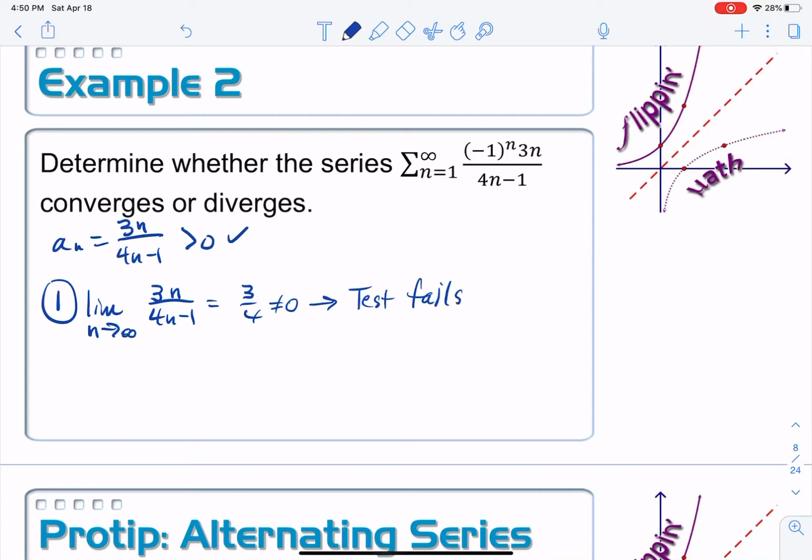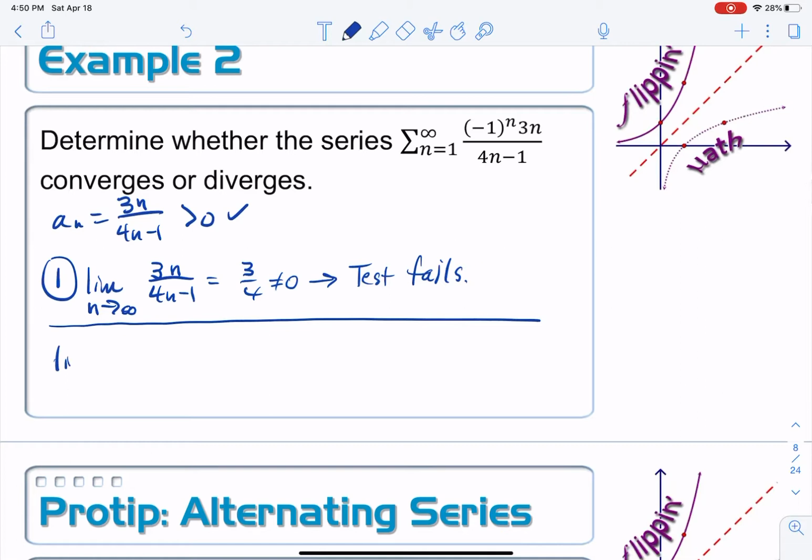All right, if the test fails, there's no point to doing the second part of it. Instead, you revert back to just the nth term test for divergence. And that's not really what we did here. And the reason why it's not is because we left off the alternator. Let's put the alternator on there now.